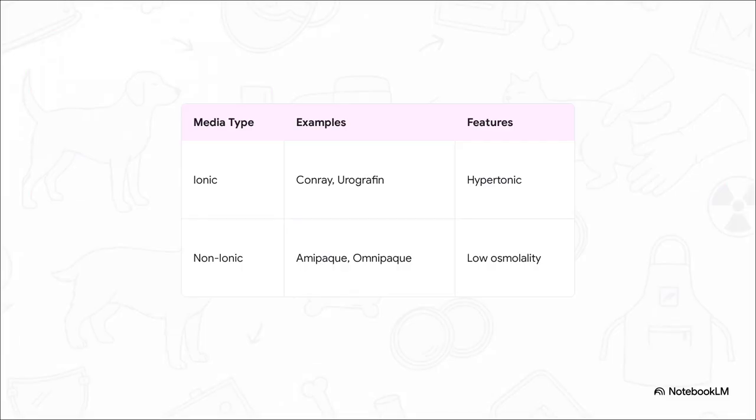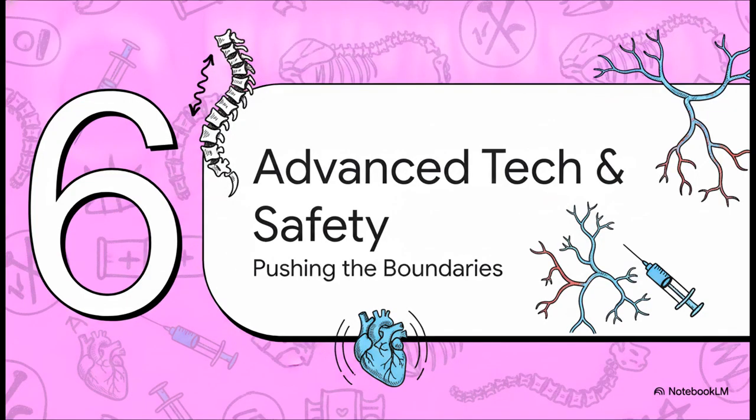Now, when we use water-soluble positive contrast agents, which are typically iodine-based, we basically have two main categories. You've got the older conventional ionic media, like Conray or urographin. These are hypertonic, meaning they carry a higher osmolarity. But the newer low-osmolar non-ionic media, like Omnipac or Niopam, are just a massive step forward. They offer fantastic visualization, but with significantly lower osmolarity. Ultimately, that means less toxicity and a whole lot less irritation for the animal. A real game changer.